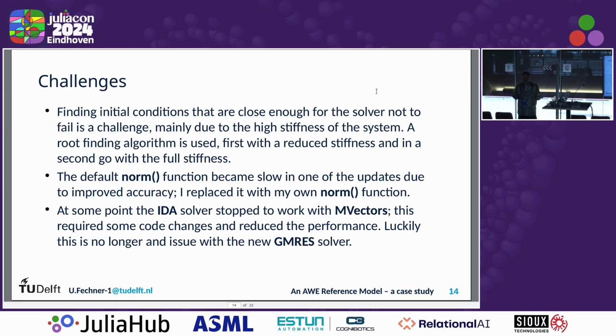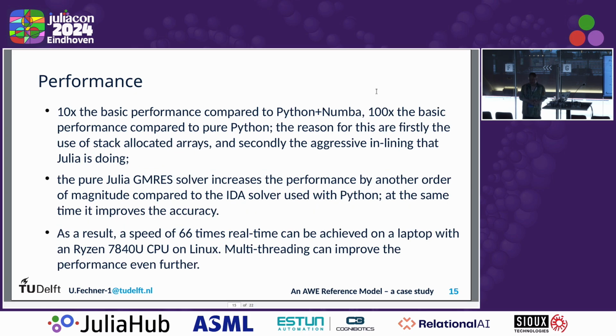And I didn't know that was not officially supported. It just worked by accident. So this required some code changes to make it work again. Luckily, this is no longer an issue with the new GMRES solver. So I'm very happy with this new solver implemented in Julia by a master student from Switzerland, a Chinese master student. It's so much better than anything else. Much faster, much more accurate, and much lower memory allocations.